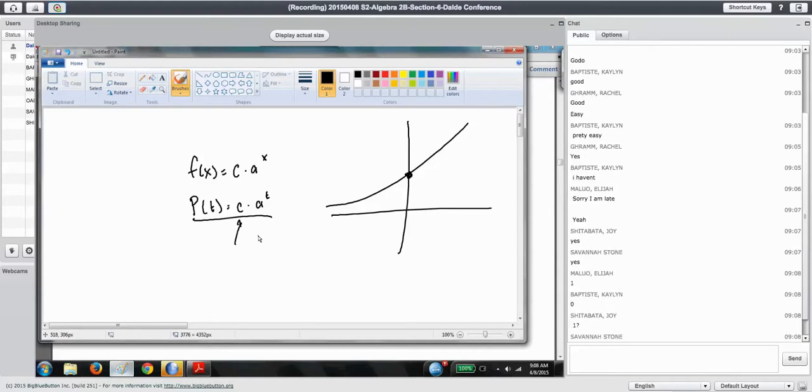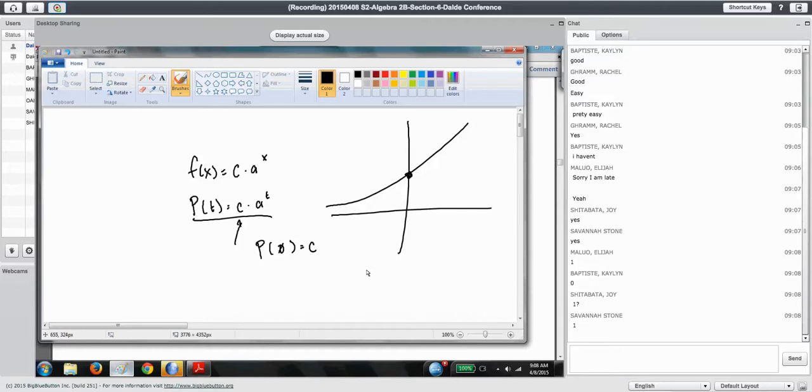Yeah, exactly. If you plug in 0 for t, then a to the 0 power is just 1. So really, p of 0 is equal to just c, because c times 1 is still c. It doesn't matter what A is, because anything to the 0 power is still 1. So C times 1 is C. So what does t equals 0 really represent? I'll give you a second to answer that. Do you guys know, what does t equals 0 represent?